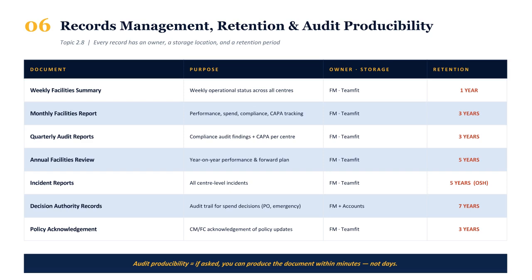Decision authority records, which includes every PO approval and every emergency spend, are retained for 7 years, the longest, because these are the audit trail for our spend governance. Policy acknowledgement records, 3 years. Every one of these is stored on TeamFit online records. The FM is the owner for nearly all of them, with accounts co-owning the decision authority records.